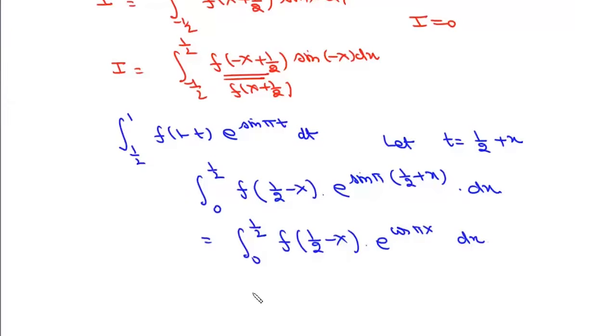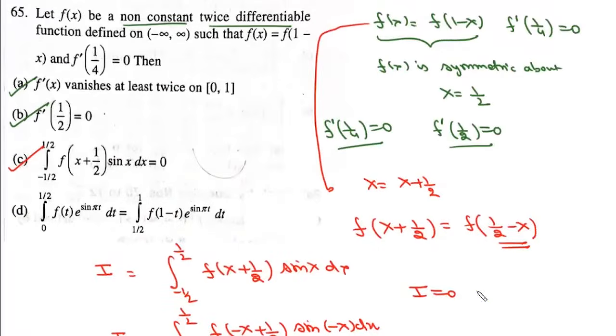Now if we use the property 0 to a, we can write this as the integral from 0 to 1/2. Now if we write this x as 1/2 minus x, it will be f(x), and this is cos(π/2 − πx), which is e to the power sin πx dx, which is the same as the integral from 0 to π/2 of f(t) e^(sin t) dt. So that means this option D is also correct. So the correct options are A, B, C, D.